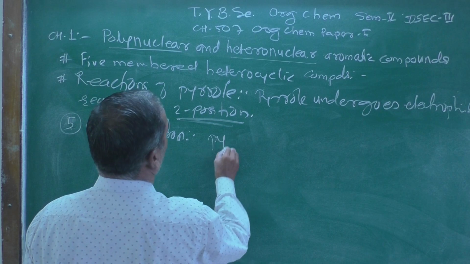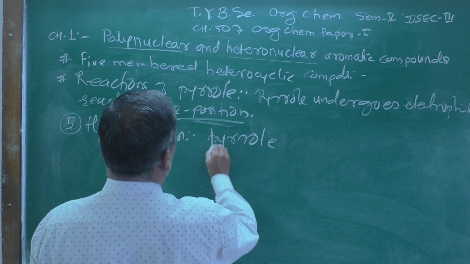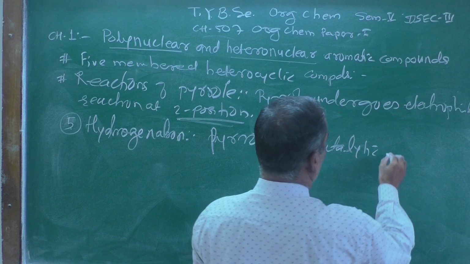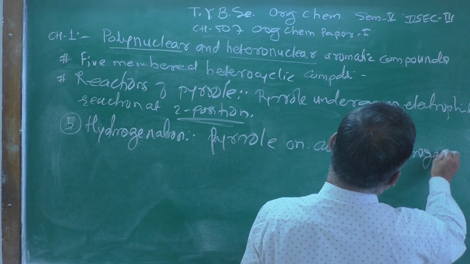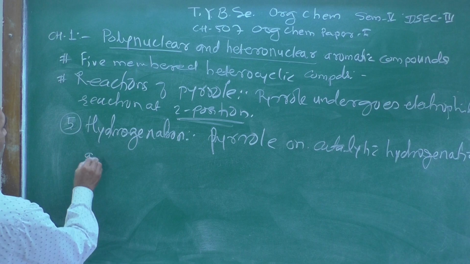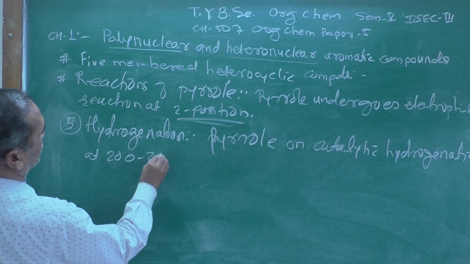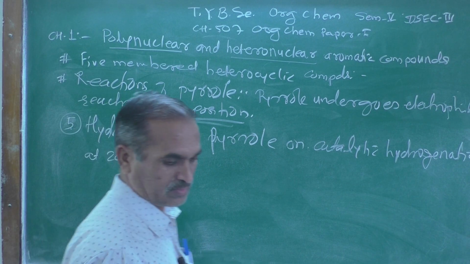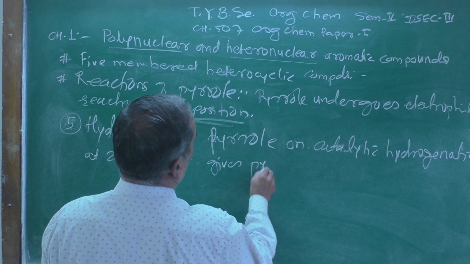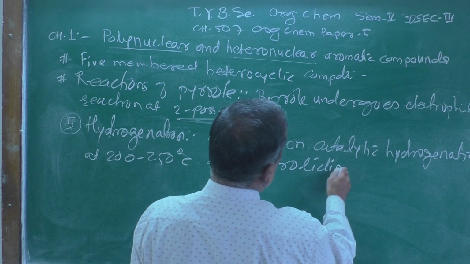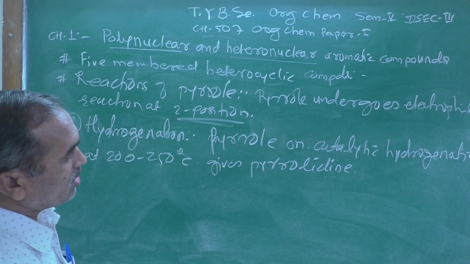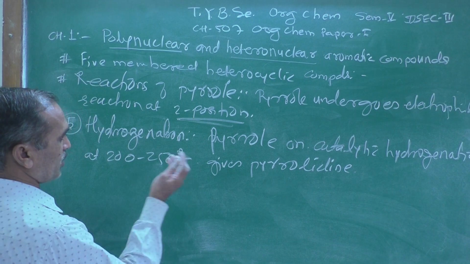Pyrrole on catalytic hydrogenation at 200 to 250 degrees centigrade gives pyrrolidine, that is a saturated heterocyclic compound which belongs to the non-aromatic heterocyclic compounds, pyrrolidine.